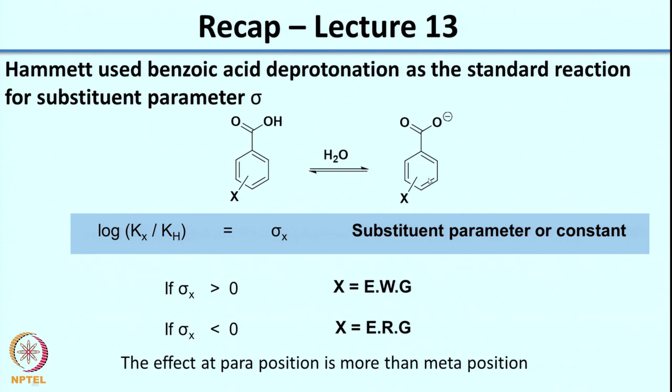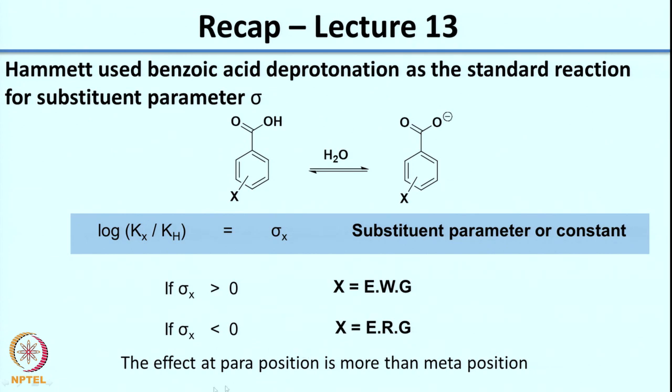So for this reaction, what was seen is this value of sigma X is greater than 0 when you have an X which stabilizes the benzoate ion. So when you have X as an electron withdrawing group such as nitro, cyano, it stabilizes the benzoate ion, and that's why you get sigma X greater than 0. If you have electron releasing groups such as OMe, Me, it destabilizes this, and that's why the value of Kx is less than Kh, which means sigma X is negative or less than 0.